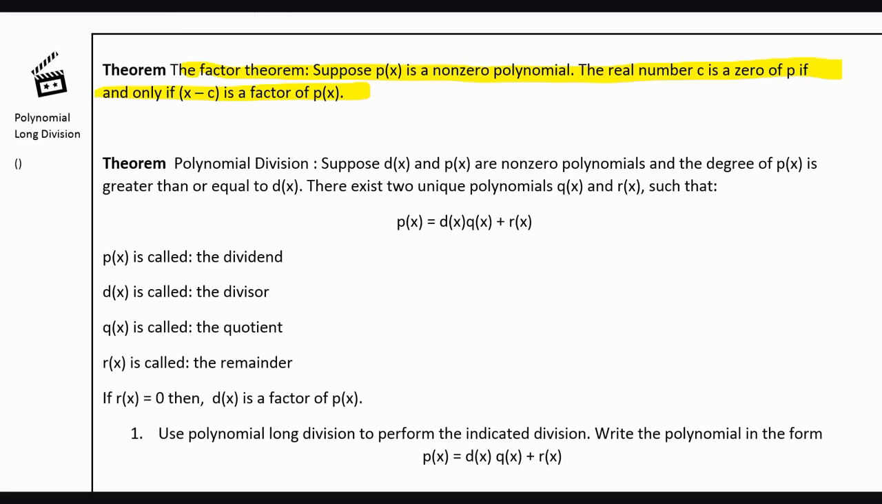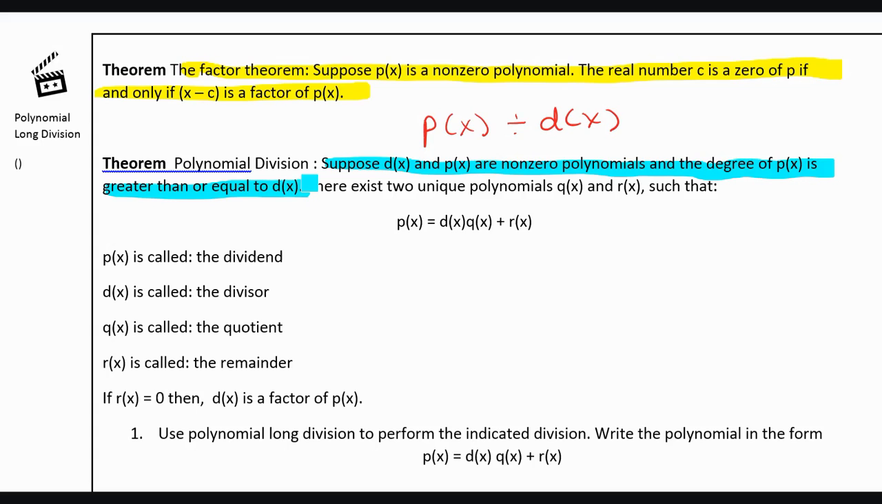So here we're going to be dividing a polynomial p of x by another polynomial d of x. Okay, and the polynomial division theorem says, suppose d of x and p of x are non-zero polynomials and the degree of p of x is greater than or equal to that of d of x. So what we're saying there is p of x just has to be a polynomial that has a higher degree or equal to what you're dividing into it. Then there exist two unique polynomials, q of x and r of x, such that you can write it this way: the polynomial you were dividing into equals what you were dividing into it times some quotient plus a remainder.